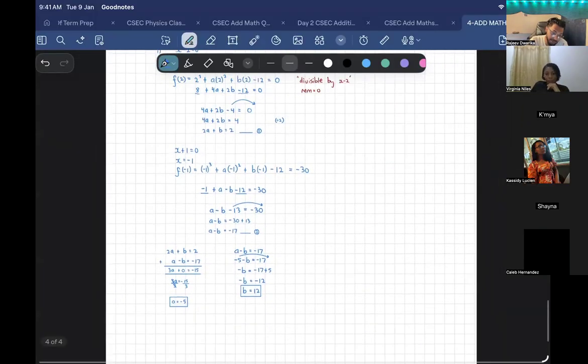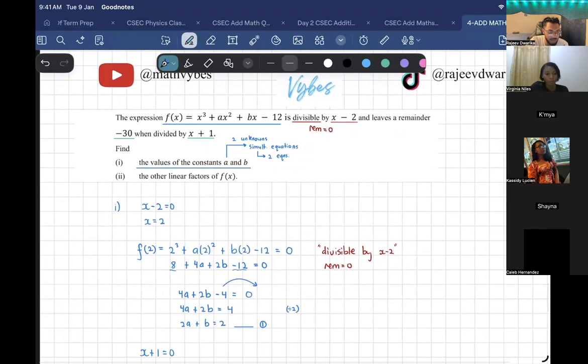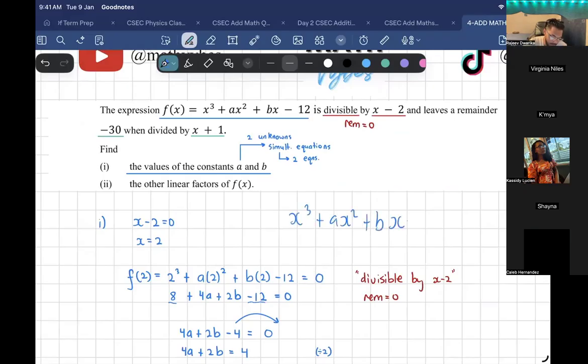Now, a lot of you are going to forget the significance of this, and it's going to be confusing in the next question. In the next question, they want you to find the other linear factors of f of x. Anybody want to tell me what you might have to do for the second part? Divide. We could divide, yeah. But am I going to divide x cubed plus ax squared plus bx? Substituting A and B first. Did you hear that? You didn't just find A and B for nothing. That's for a reason. In part 2, you have to substitute A and B.